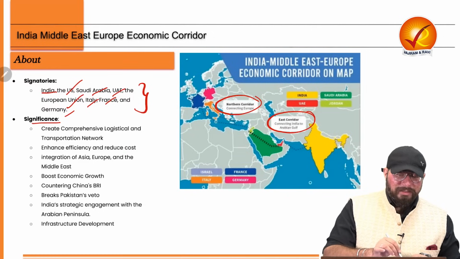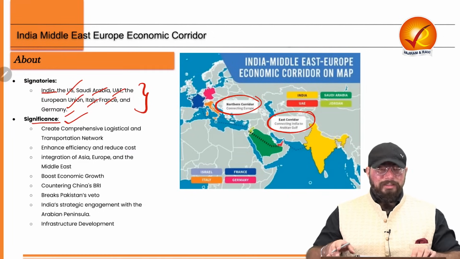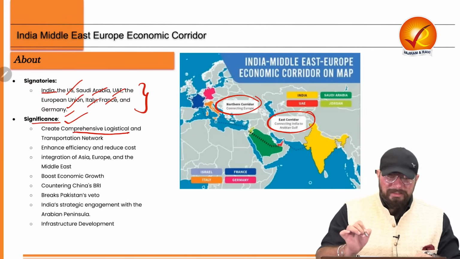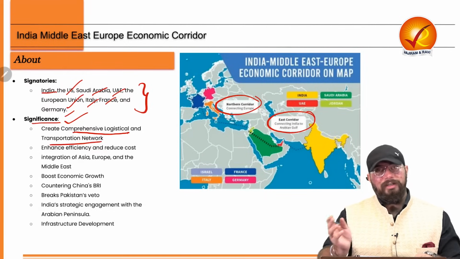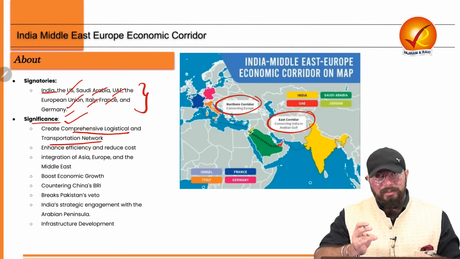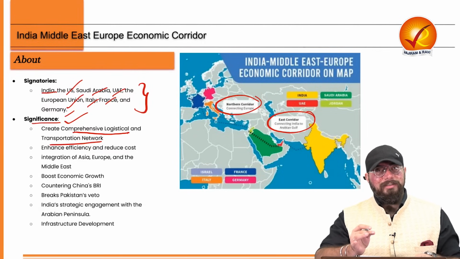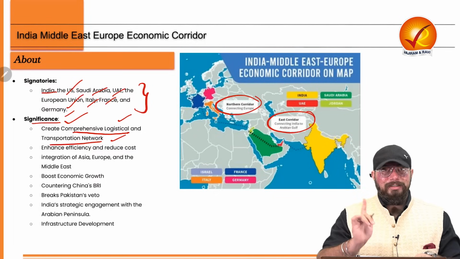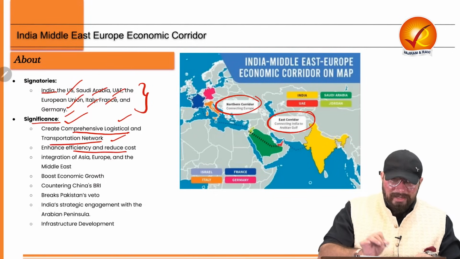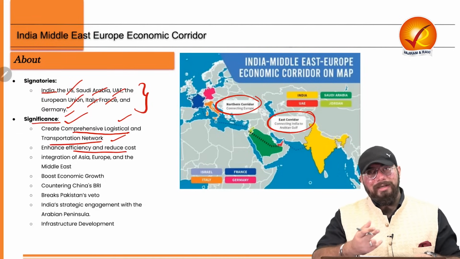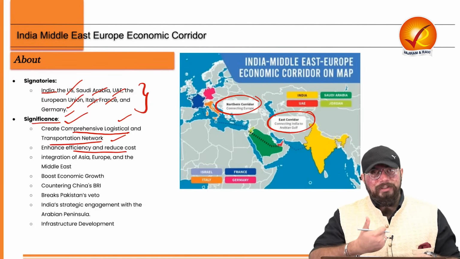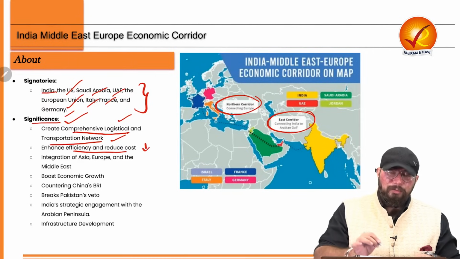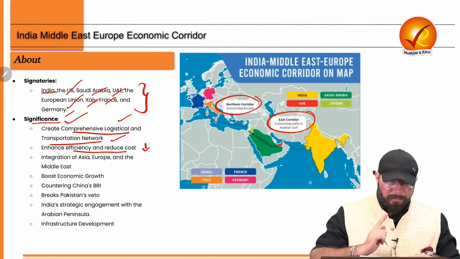Now, what is the significance? That is very important for us to understand. First, it will create a comprehensive logistical and transportation network, of course. Because if railroads, railway networks and port connectivity are there, a comprehensive logistical and transportation network will be created. That is a very important significance. Then it will enhance efficiency and reduce cost. When connectivity is enhanced, obviously the efficiency of production and logistics will improve, and it will lower the cost of logistics and transportation as well. That is a very important perspective.